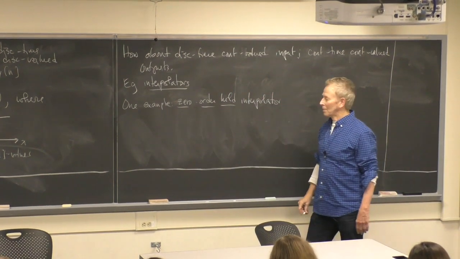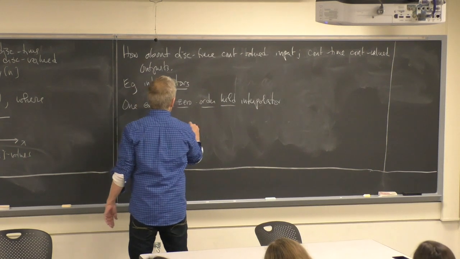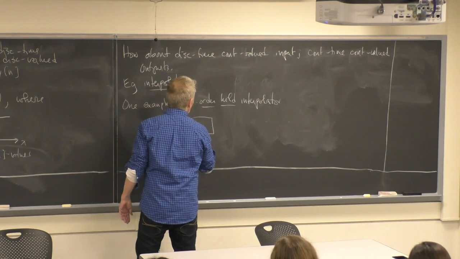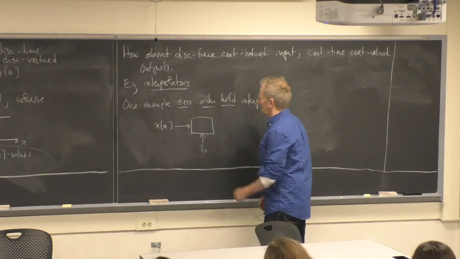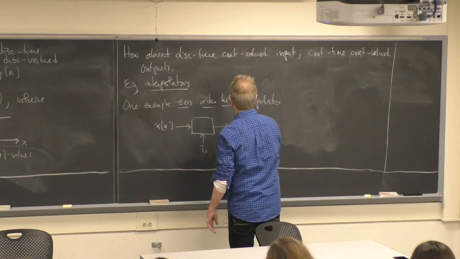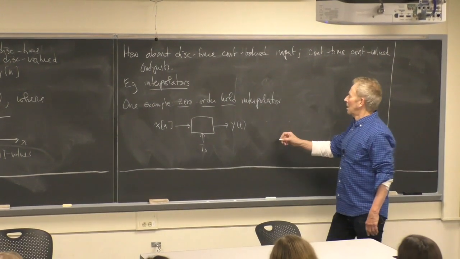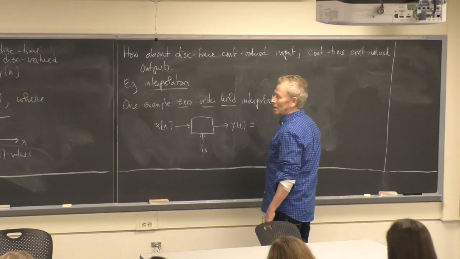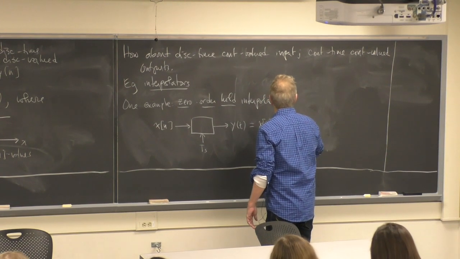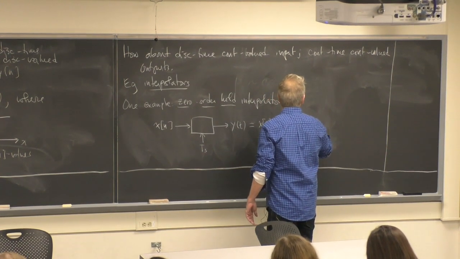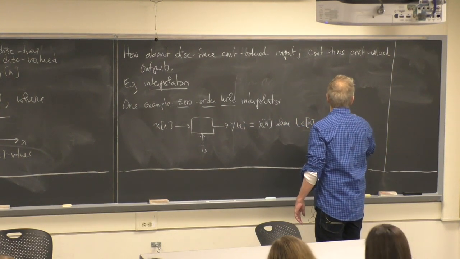What does this do? This takes x of n, the input signal, and remember, this is going to have a t sub s associated with it, and gives you a y of t, a continuous time signal. And y of t is going to be equal to what? It's going to equal x of n when t is in the interval n t_s through (n plus 1) t_s.